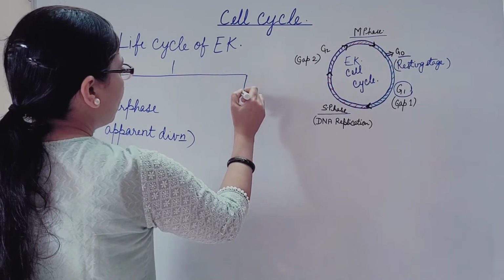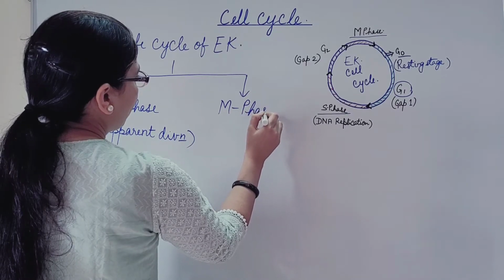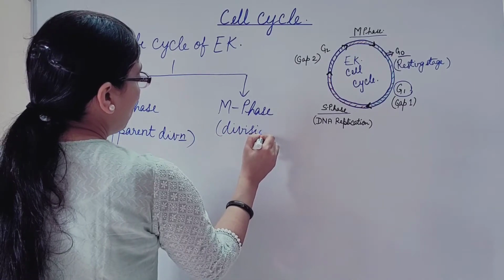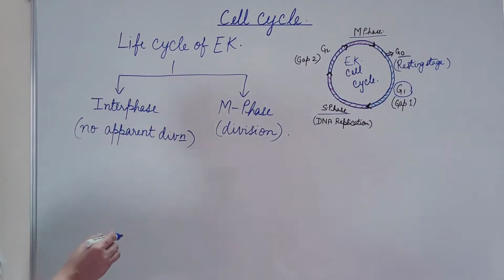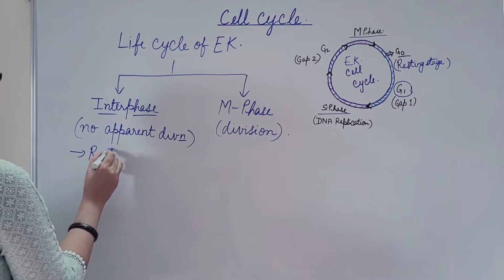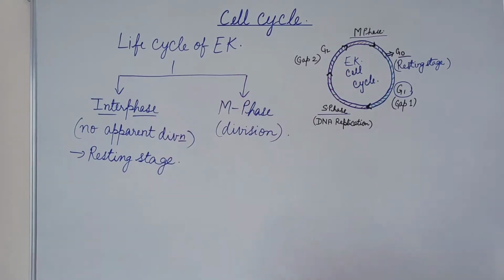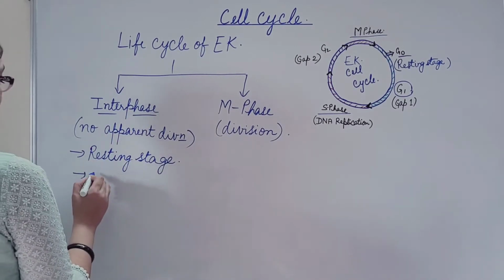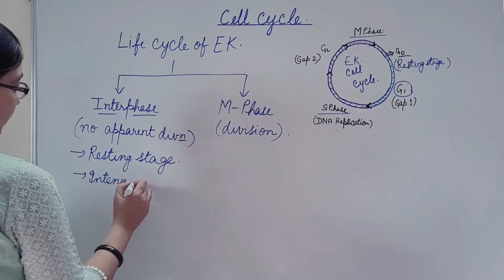And the other is M phase. This is the division phase. It can be mitosis or meiosis. Earlier it was thought that interphase is the resting stage between two consecutive divisions. But the cell spends most of its lifespan in the interphase. It is the phase in which intense biological activity takes place.